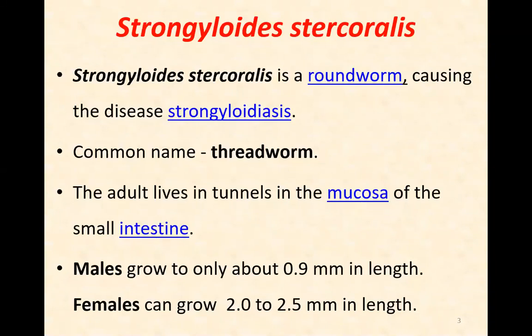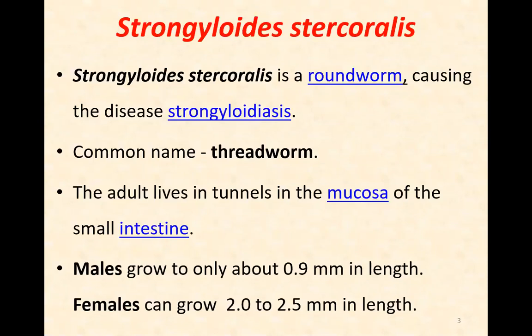The parasite to be discussed today is Strongyloides stercoralis. Strongyloides stercoralis is a roundworm, a nematode, and it causes the disease called strongyloidosis. The common name of Strongyloides stercoralis is the threadworm.